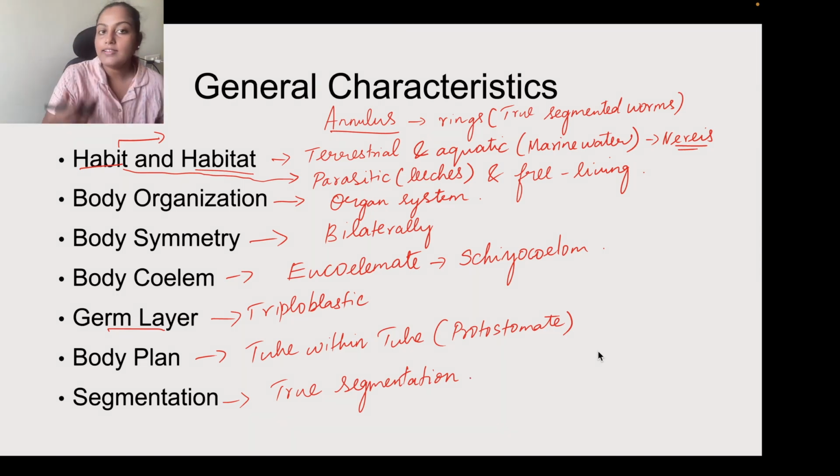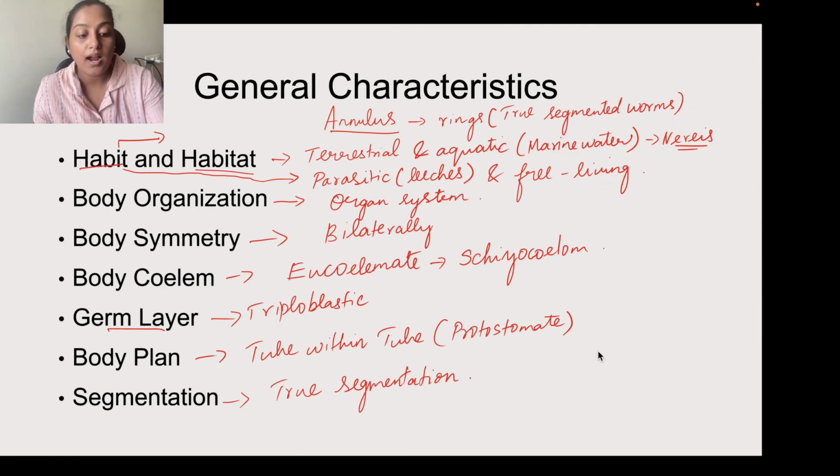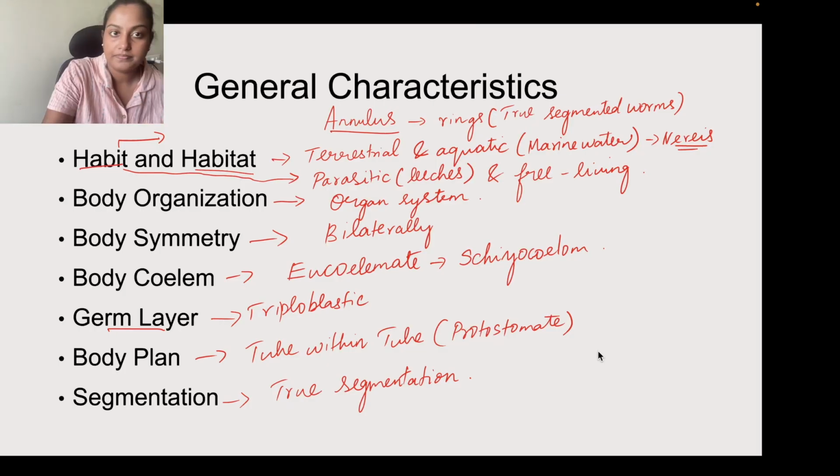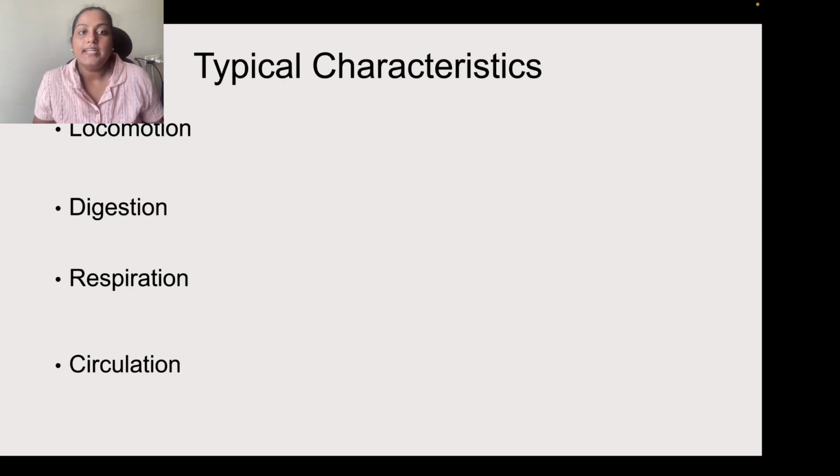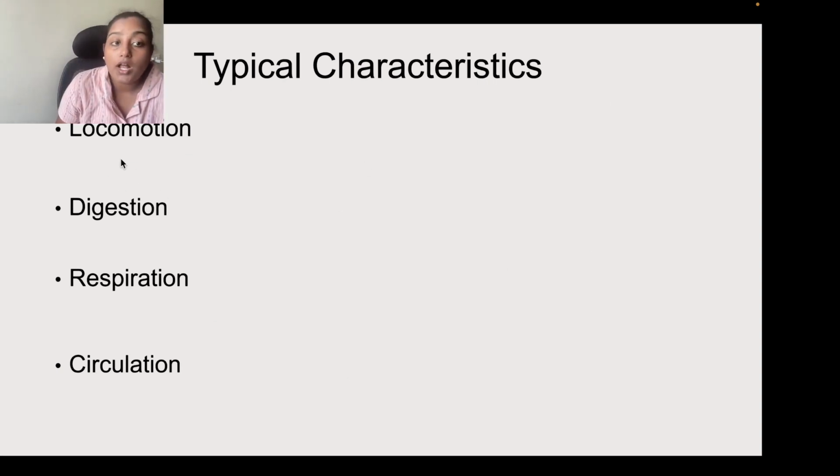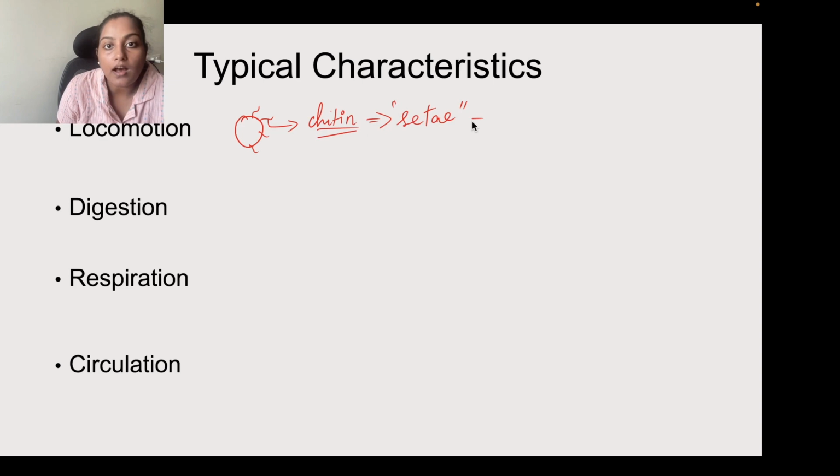Now that the general characteristics are done, we are moving to the typical characters. Firstly, talking about locomotion, how they move. Basically, say this is their body, they have some hair-like structures like this, which are made up of chitin. We call these setae, which help in their locomotion, in their movement. So this is one important point regarding locomotion that I wanted to put forward.